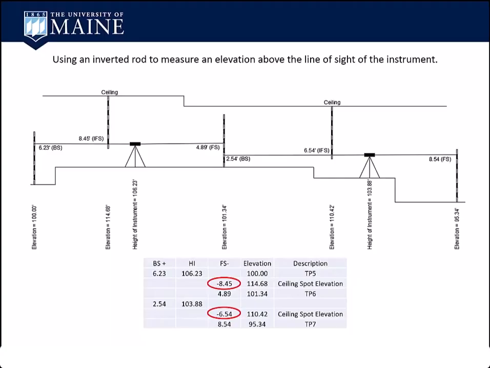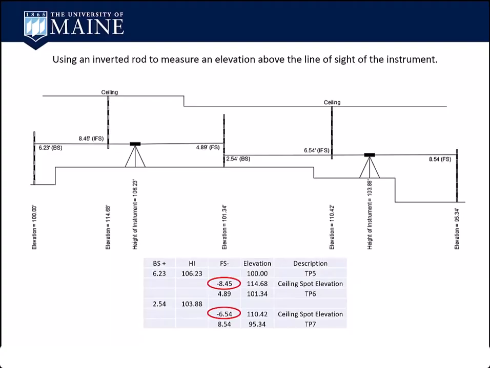Otherwise, the mathematics isn't going to work. If you just put in 8.45 and you say HI minus foresight, you're going to get an elevation below the plane of the instrument. So if you put a negative in front of it and just say HI minus a negative foresight, you're in fact adding, so you'll get an elevation above the height of instrument.